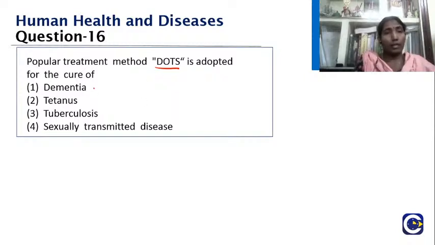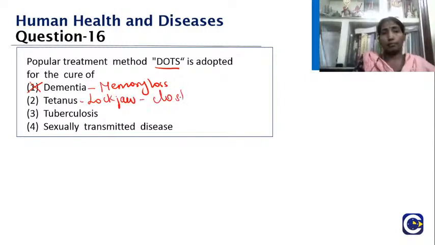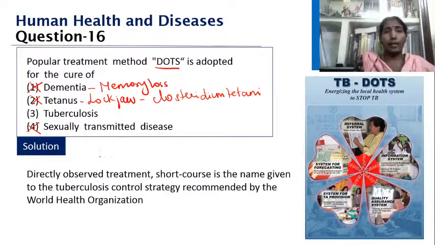Shall we move on? When it comes to dementia, it is actually memory loss, and this DOTS therapy is not applicable. What about tetanus, which is also commonly called lockjaw, caused by the Clostridium tetani bacterial infection? This treatment is not for that. Sexually transmitted disease is also not. So what should be your answer? Yes, you are all right. It is called directly observed treatment short course.